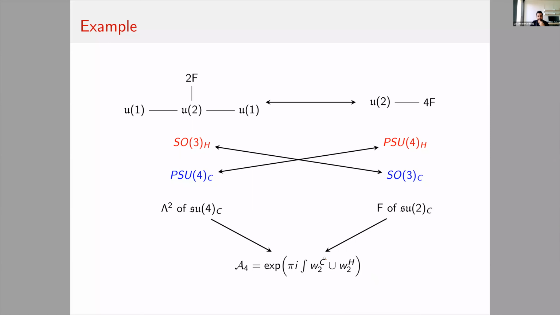More precisely, this W2. So let me focus on one of the sides. On the left hand side, W2H is just the Stiefel-Whitney class, which describes obstructions of lifting SO3 Higgs bundles to SU2 bundles. And W2C is a Z4 valued class, an analogous one which describes obstructions for lifting PSU4 bundles to SU4 bundles. Okay. Right. So are there any questions at the moment?